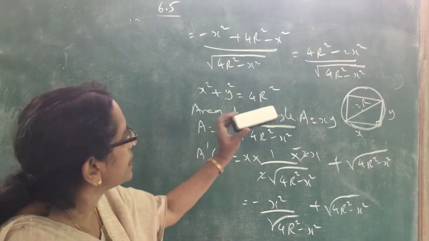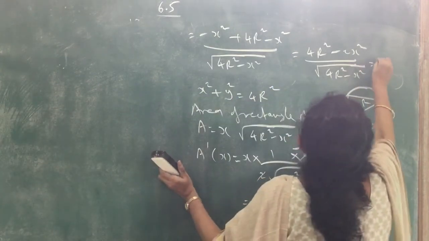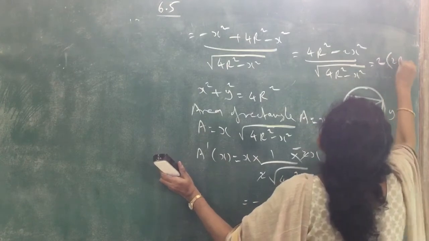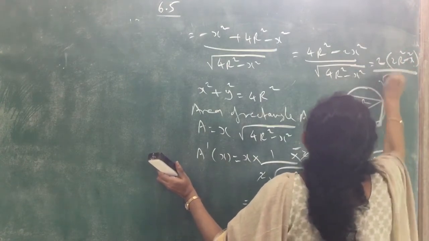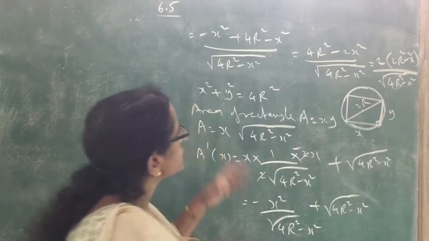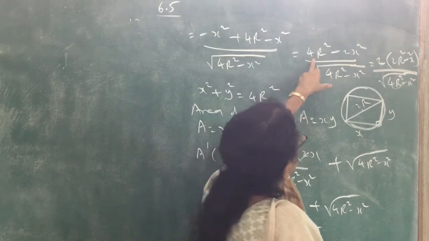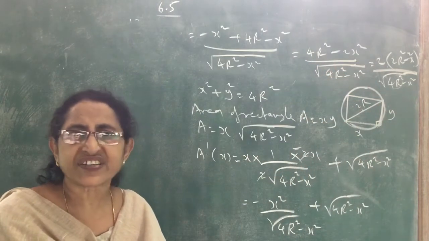So we got this one. Here we can take 2 common. So 2 into 2r square minus x square divided by root of 4r square minus x square. So this is the first derivative.